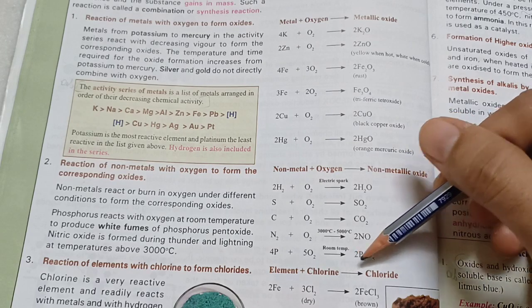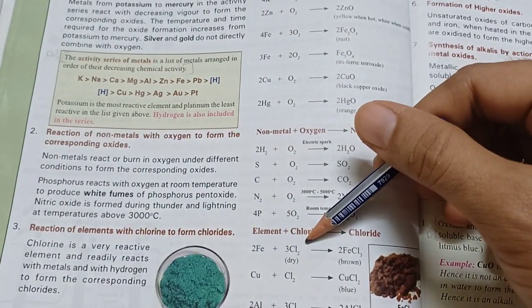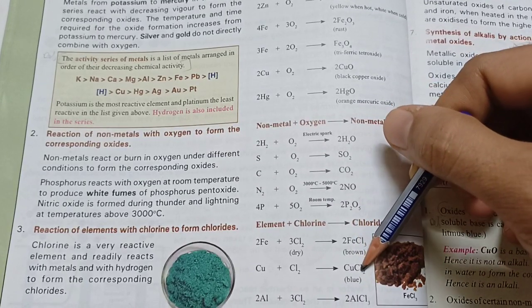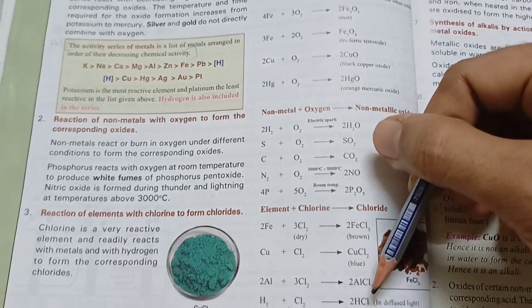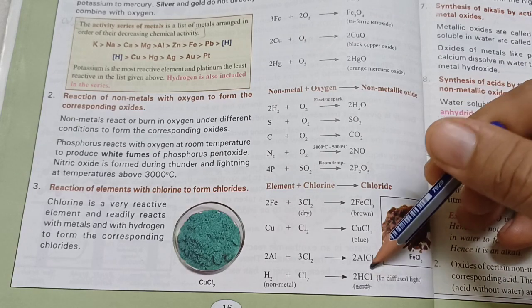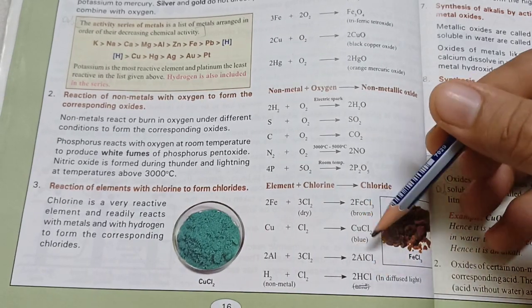Now, formation of chlorides. Iron plus chlorine gives ferric chloride. It's brown in color. Copper chloride is blue in color. HCl is an acidic gas. This is hydrogen chloride gas. Only when dissolved in water does it form hydrochloric acid.